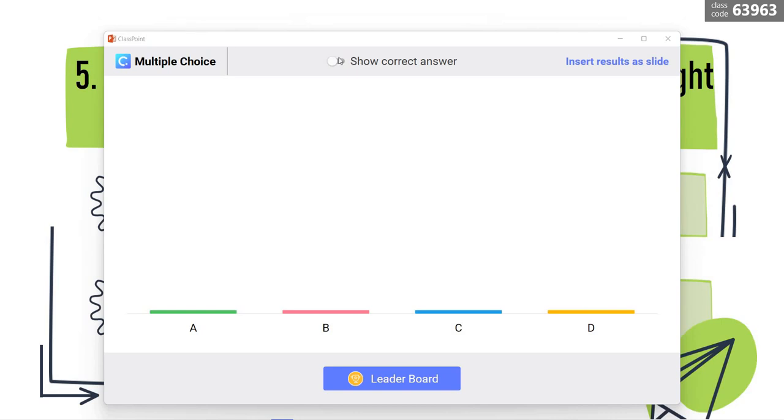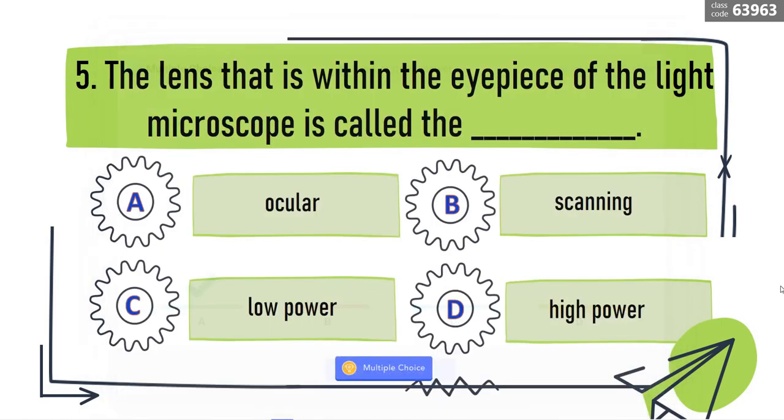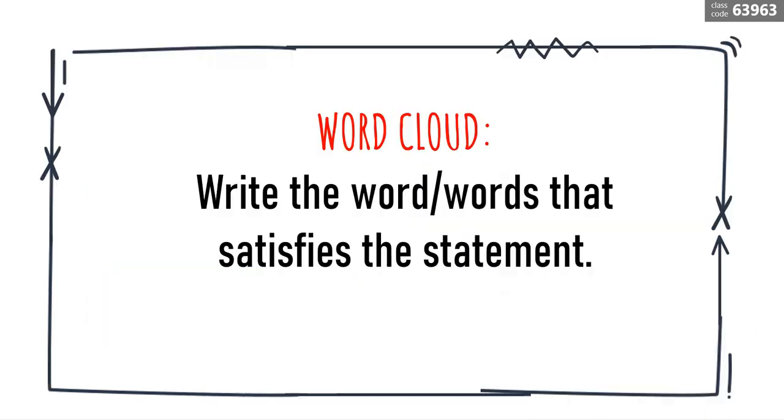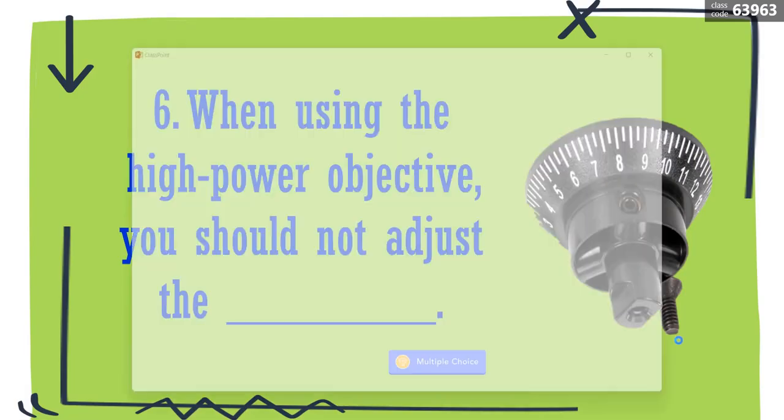Okay, time is up. Let's reveal the answer. The correct answer is letter A. It is called ocular lens. Okay, so for next number, we have word cloud. So you need to use again the class code, which is 63963. So just write the word or words that satisfies the statement. Okay, let's have number 6 question.